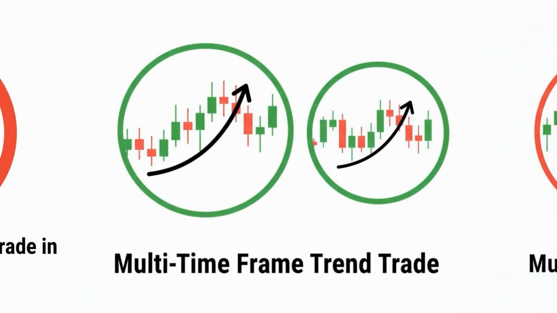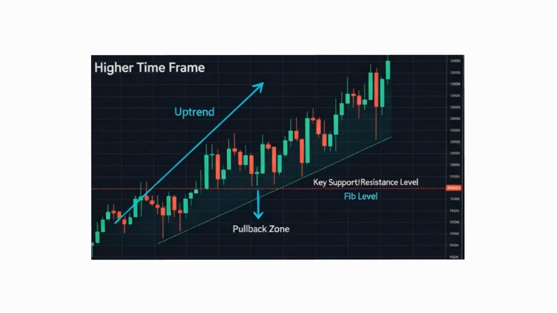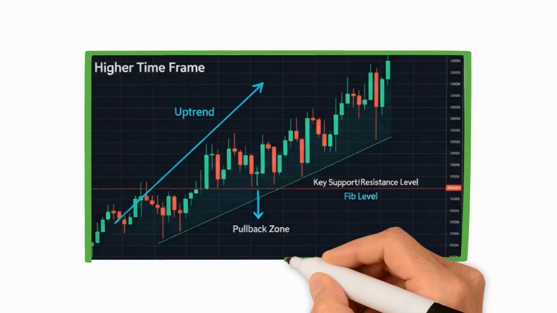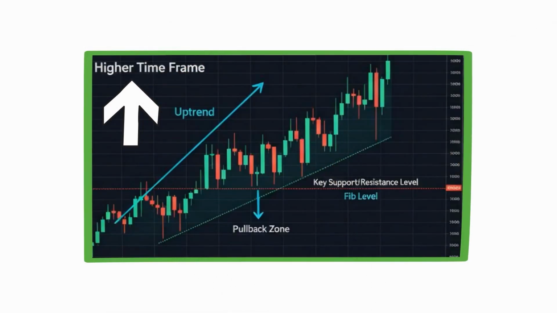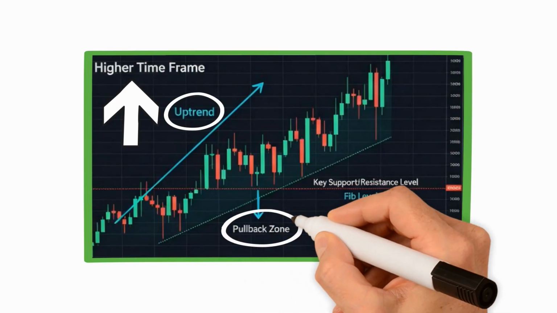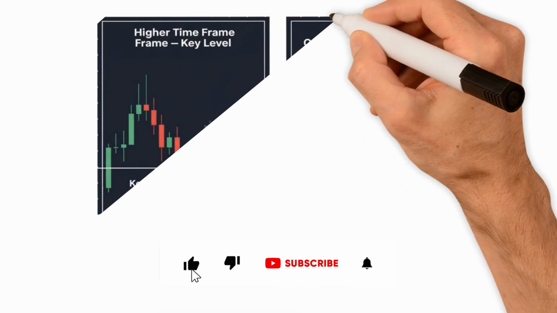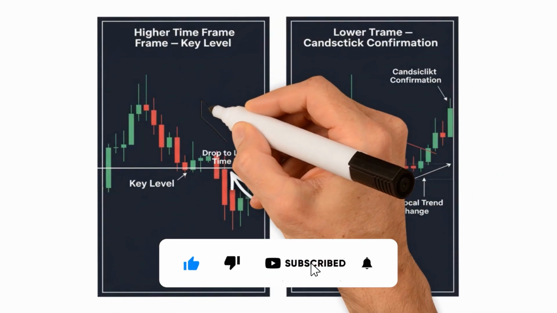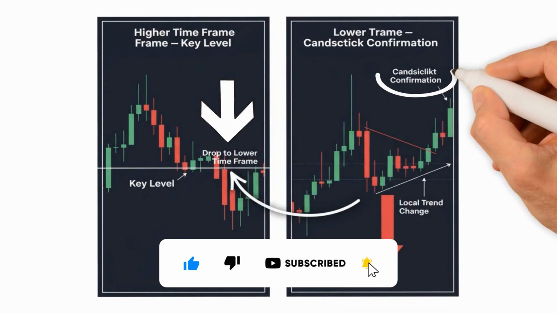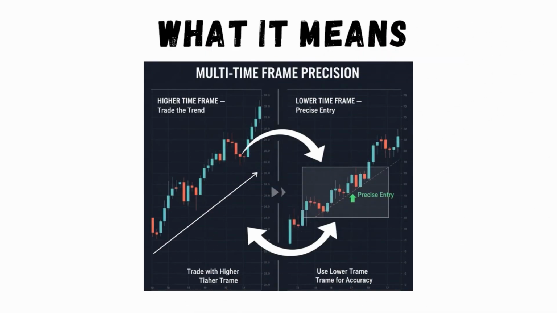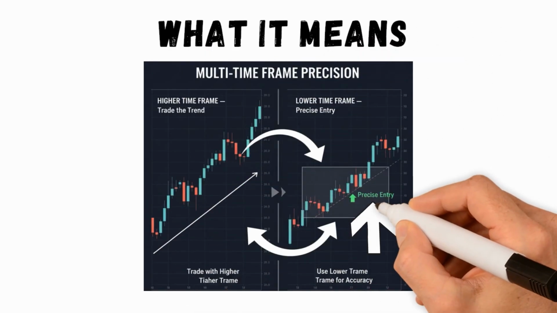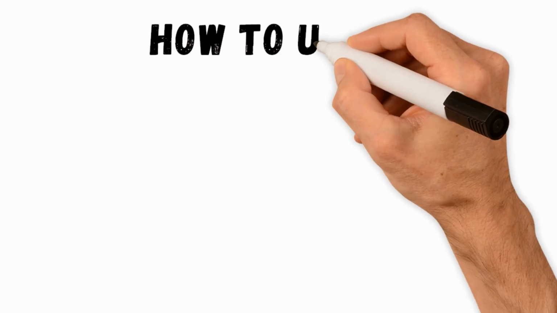Multi-timeframe trend trade. This entry combines everything you've seen, but adds a second layer of confirmation. First, you identify the setup on a higher time frame, like a trend, a pullback, and a key level. Then when price reaches that level, you drop down to a lower time frame to look for candlestick confirmation and a local trend change. What it means: you're trading with the higher time frame but using the lower time frame for a precise entry.